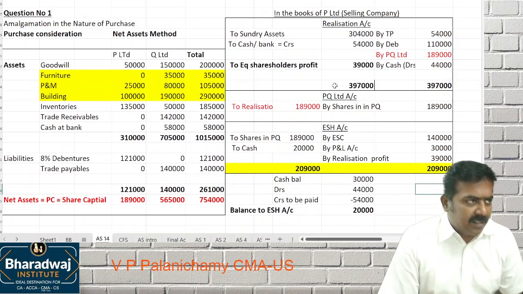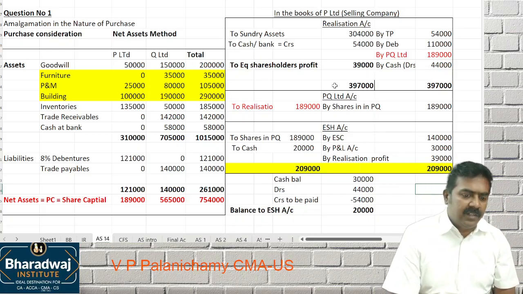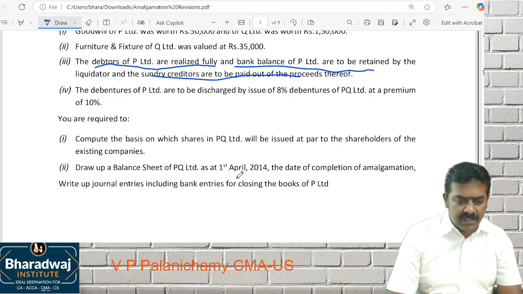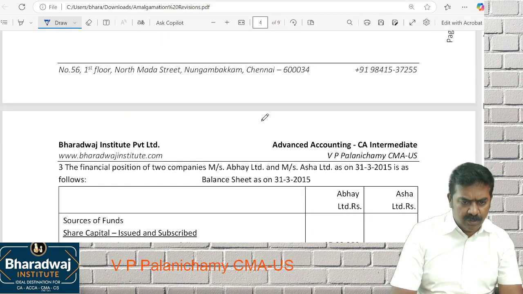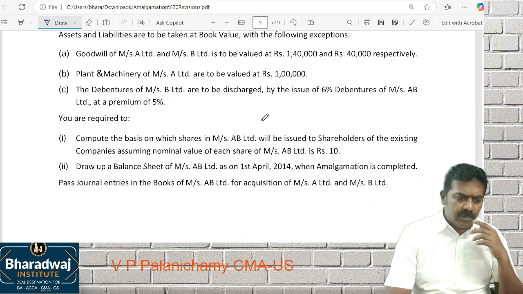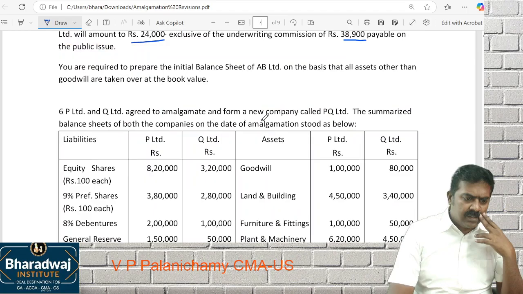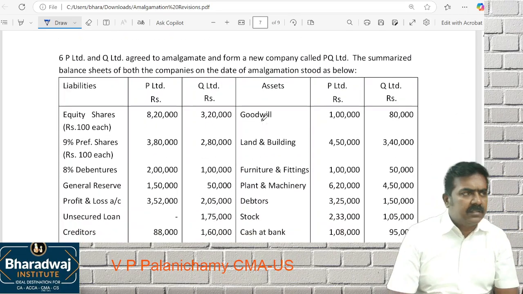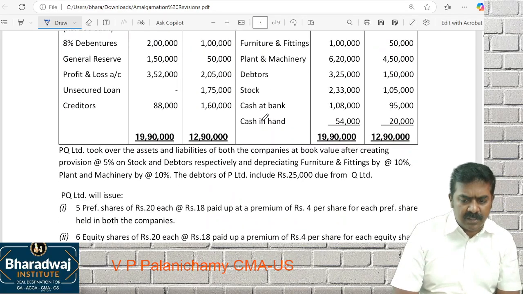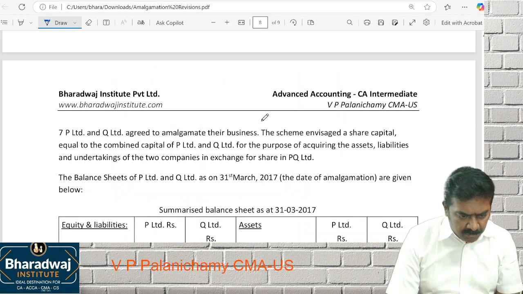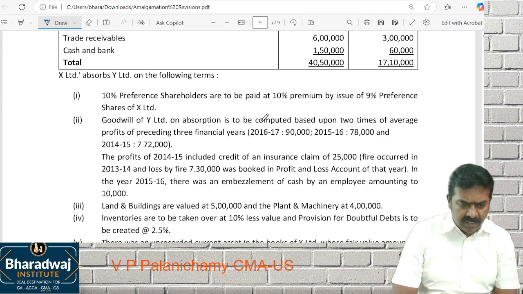Tomorrow when we continue with amalgamation, which one will we do? The Srishti Limited selling company. Then, how many questions are there? I hope we have done up to which question? Up to question number 5 we have done. How many questions are left? Second, the selling company we have to do. Then the sixth question we will do. Seventh question also we will do. Plus the 8th question. 6, 7, 8 we will do.